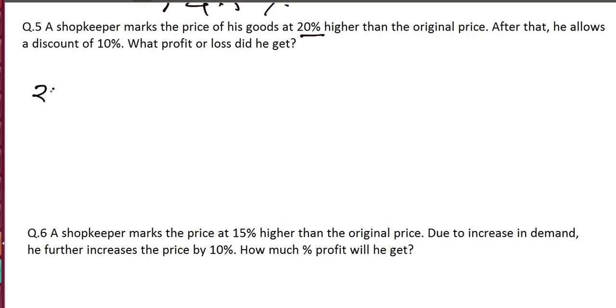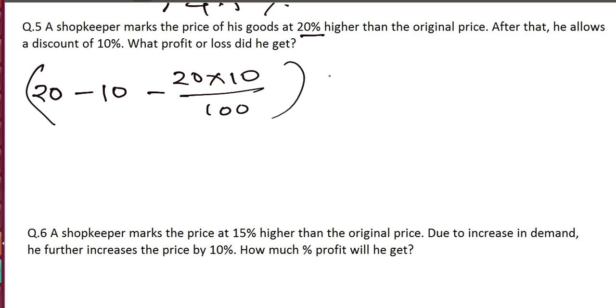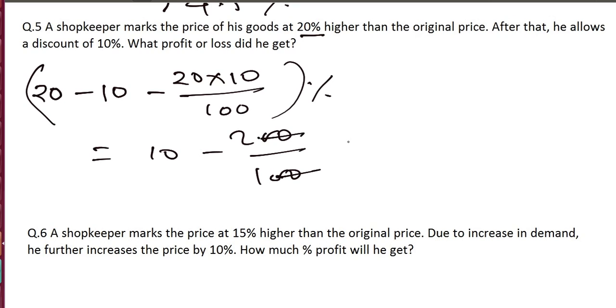So first the price is increased by 20%, then decreased by 10%, that's why minus, then 20 into 10 divided by 100. So that's the overall profit or gain in the transaction. So this is 10 minus 200 by 100, so this is 8%. So there is a profit of 8% in this transaction.